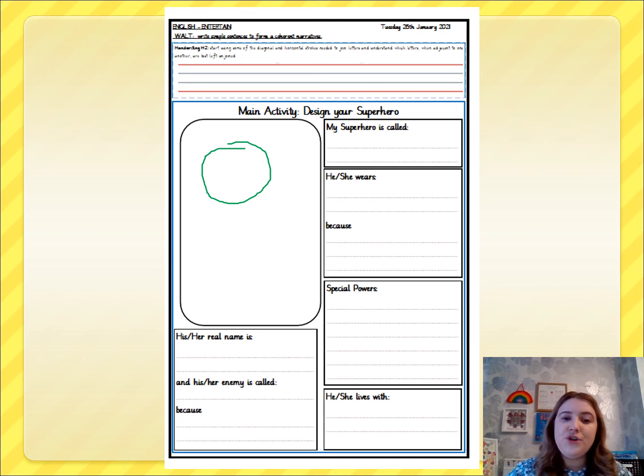So draw your superhero, add some labels to your superhero, and then you can work your way through the rest of the worksheet. I am so excited to see what you come up with, because I know that our year 2 family are so creative that you're going to have some amazing ideas of what your superhero looks like. Okay, so remember, draw your superhero and then fill in the rest of that worksheet.